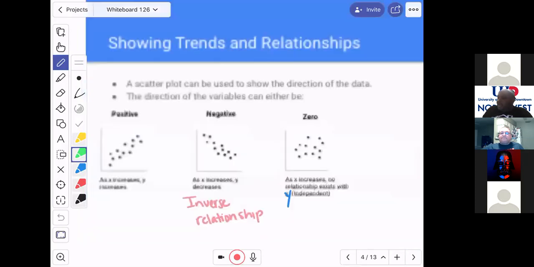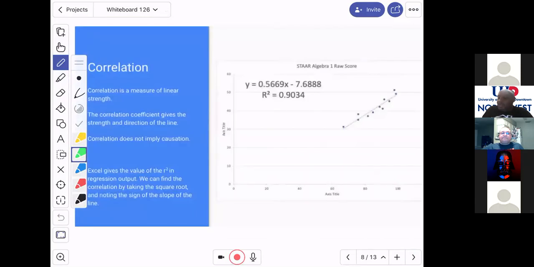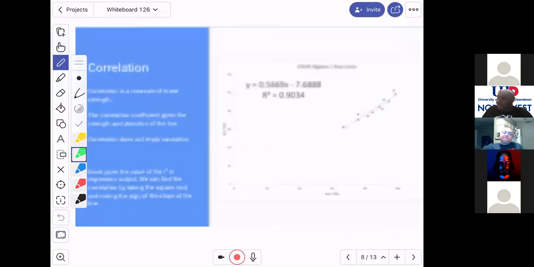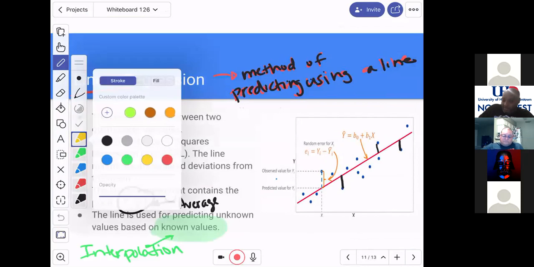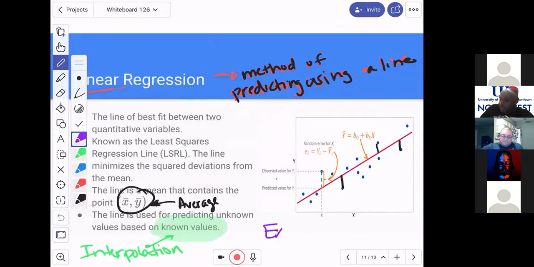There have been many times when people have tried to make predictions based on things outside of a range. When you make a prediction based on something outside of the range, that is called extrapolation. Interpolation is safe. Extrapolation is dangerous.